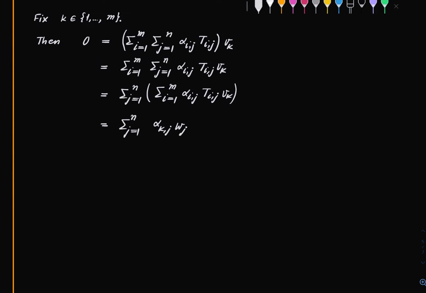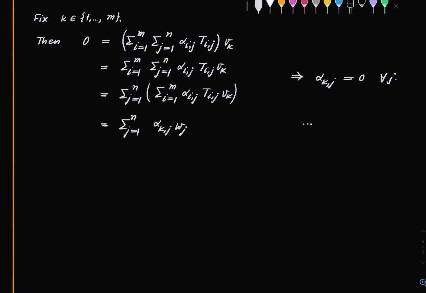And this is 0. Well, this thing is 0. But now the fact that w1 up to wn are a basis means that they are in particular linearly independent, and hence all of these things must be 0. So from the above, or from the thing on the left, we conclude that all of these are 0. Alpha kj is equal to 0 for all j. But k was arbitrary. k was chosen arbitrarily. So each alpha ij is therefore 0, and hence we have established linear independence. So you can write that down.